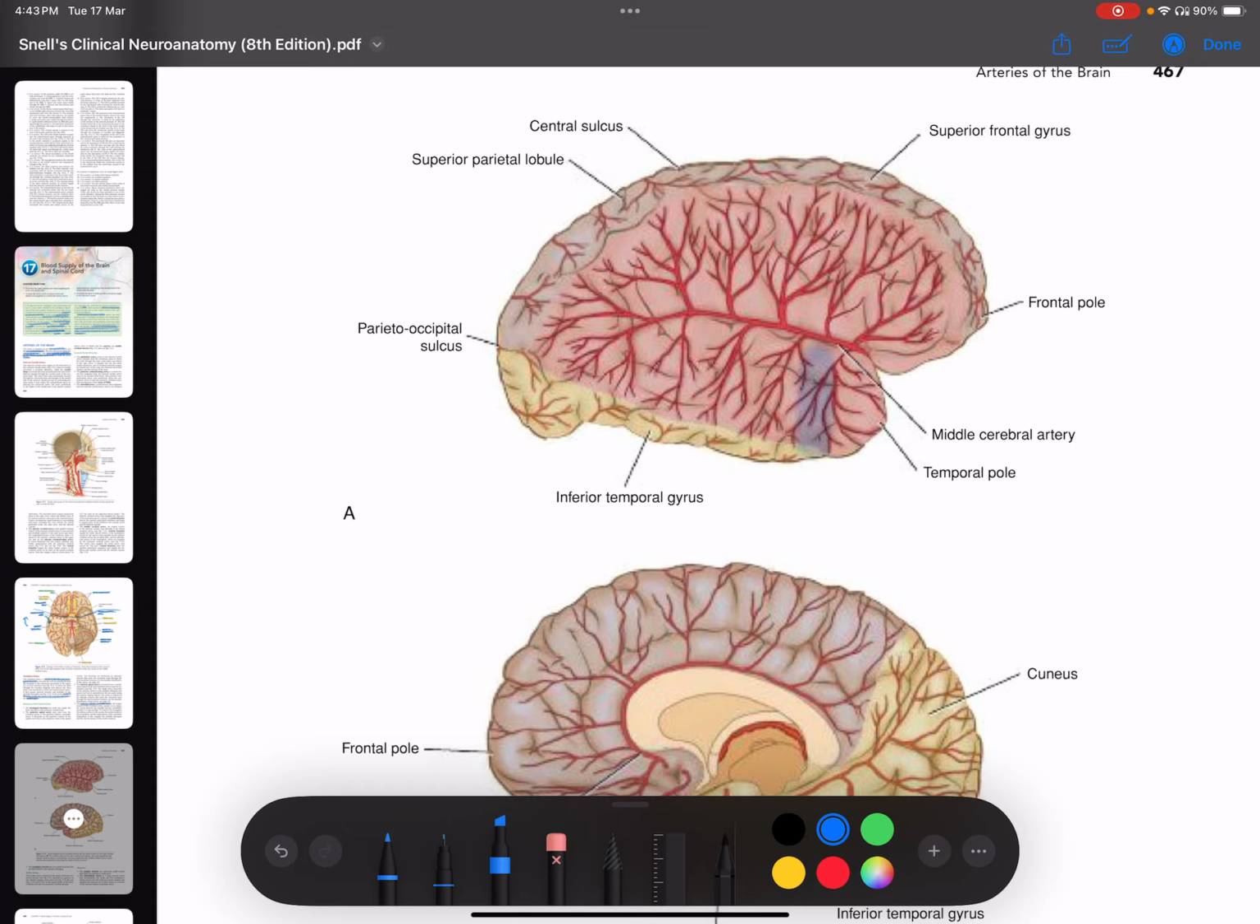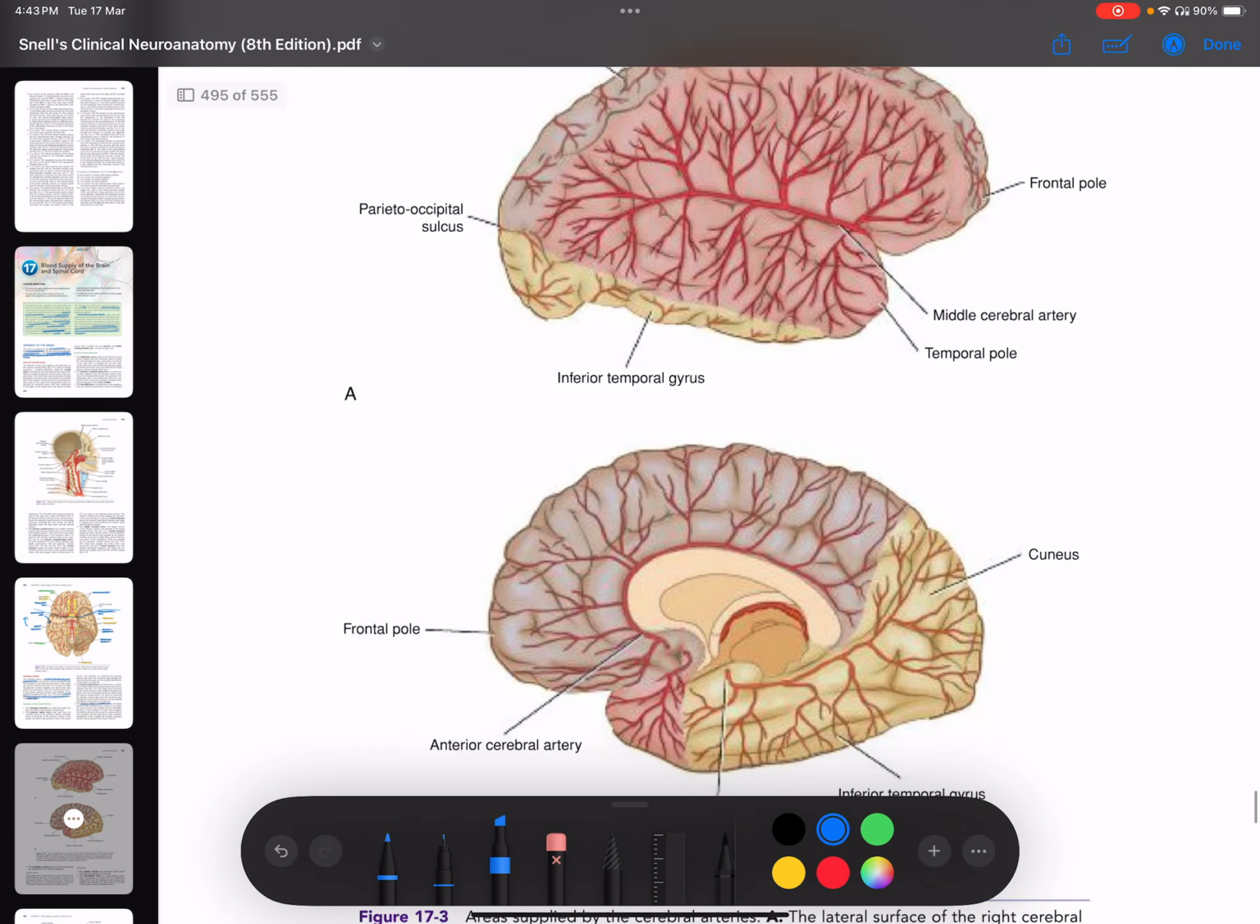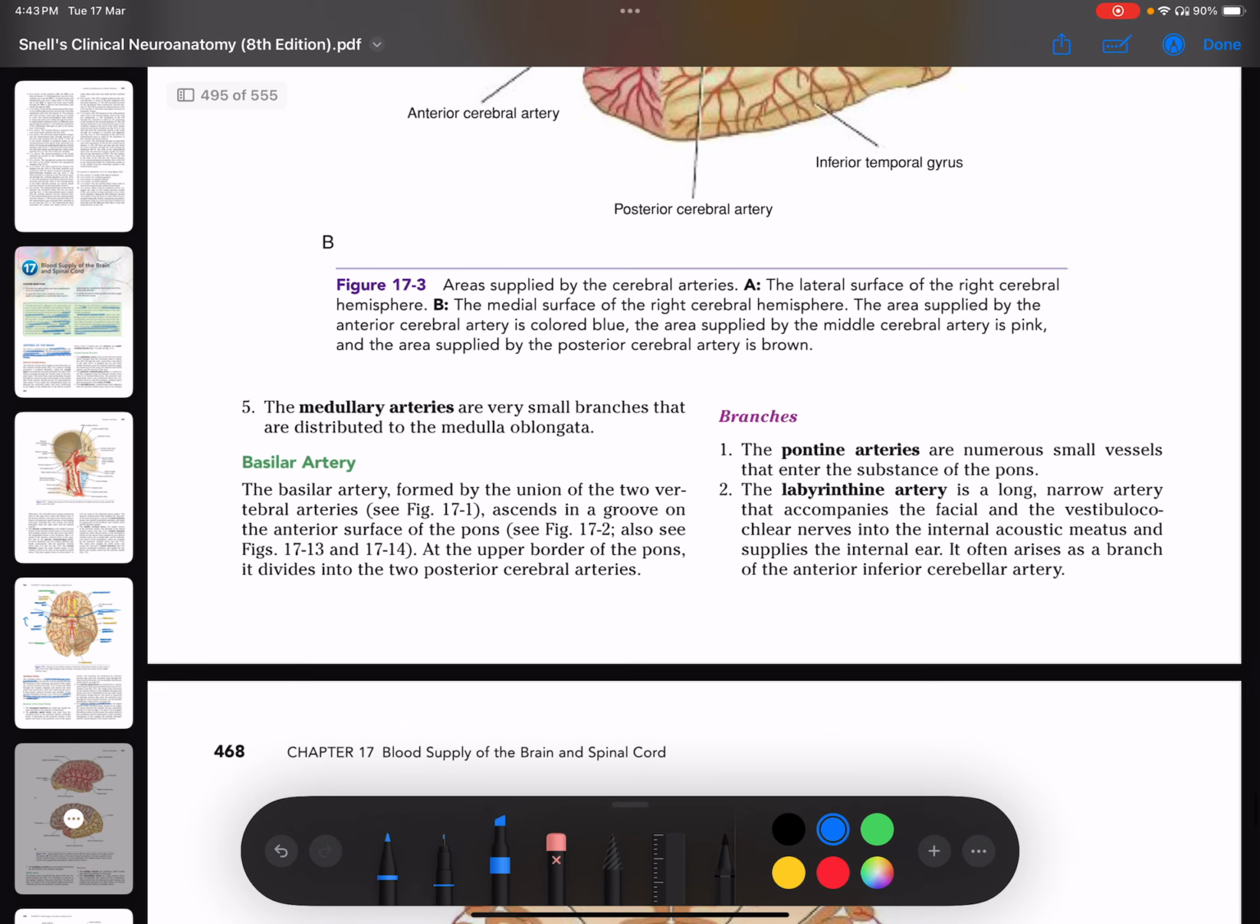Here you can see this is the middle cerebral artery. It's going into the lateral sulcus. Easy.